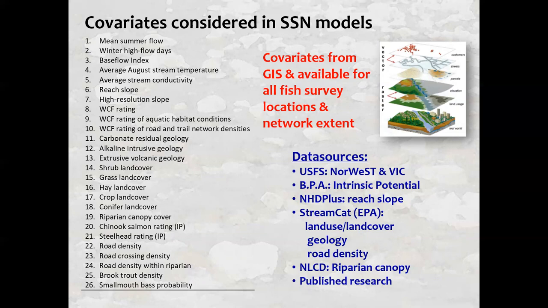We won't go through all of these, but just the general categories of things that we looked at were things like stream hydrology characteristics, stream temperature characteristics, underlying geology, land use, land cover types, road density, whether brook trout were abundant at a site, et cetera. There's a lot of different things that are available nowadays. And we pulled these generally from U.S. Fish and Wildlife Service or U.S. Forest Service data sets such as NorWeST and VIC, or the NHD Plus StreamCat data sets, or the National Land Cover Database.